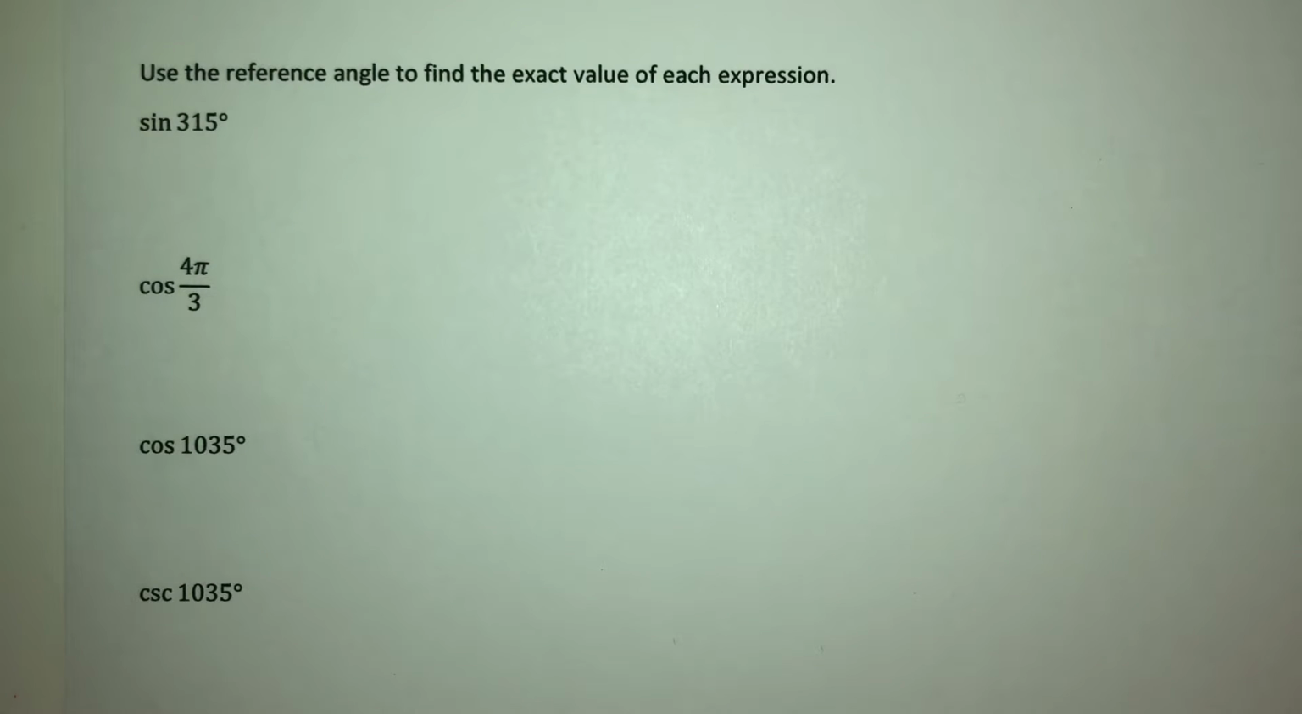This is part 5 of section 4.3. Now we're going to use the reference angle to find the exact value of each expression. So we're going to need to find a reference angle for it. We're going to need to remember whether our sine value, cosine, and so on, are positive or negative in the quadrant our actual angle is in.